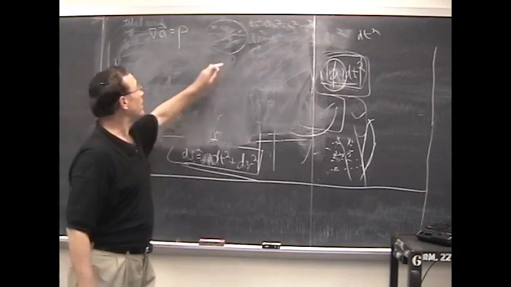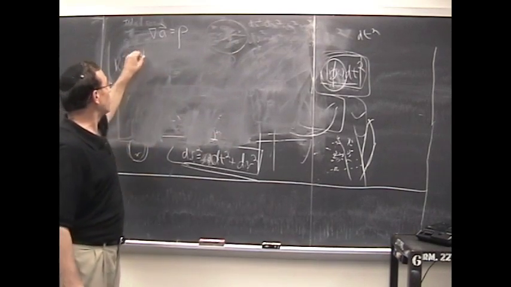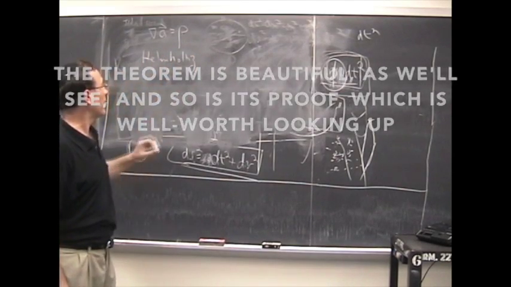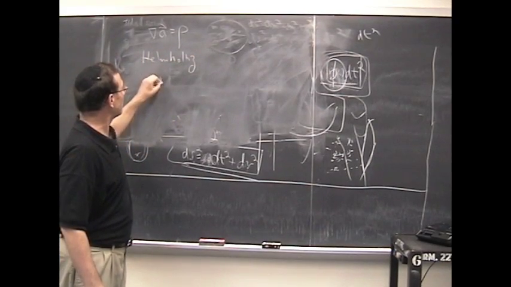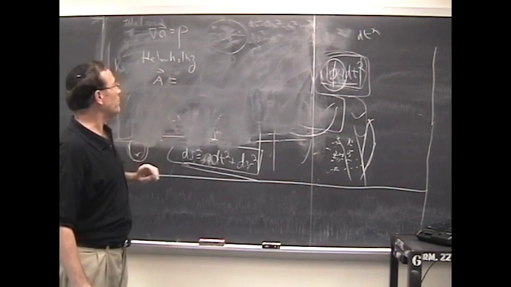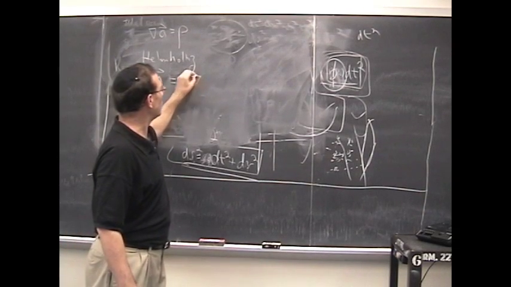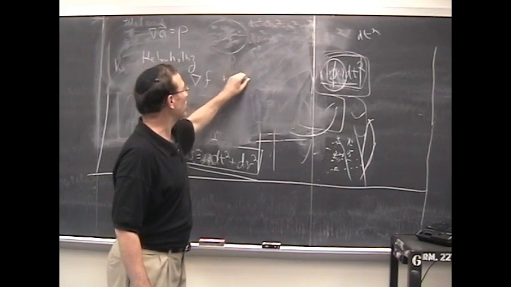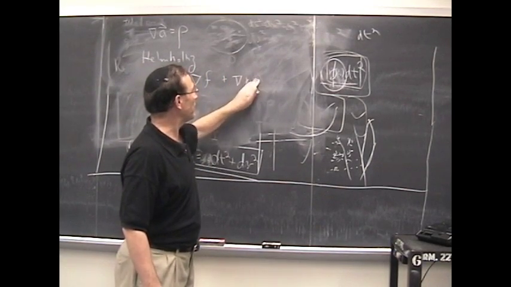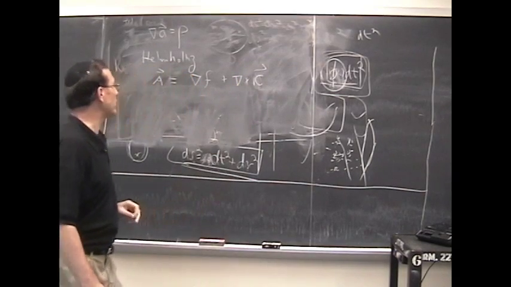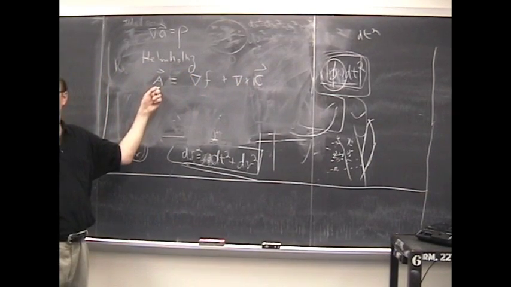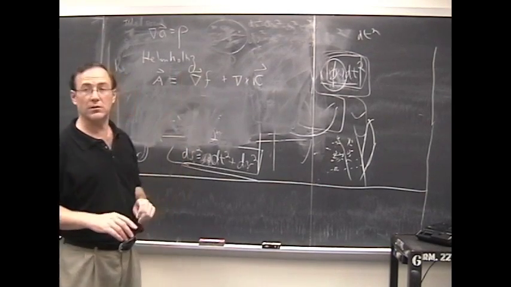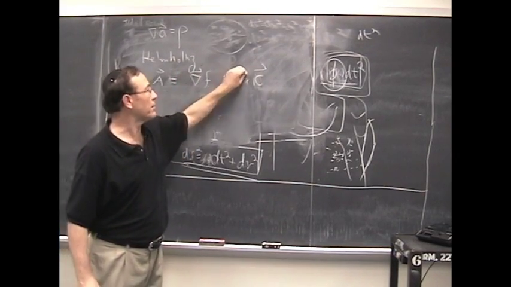Now, there is a theorem, Helmholtz's theorem. I'm not going to prove it here. You can see it in a quick book on vector calculus. It says that any vector can be decomposed into two pieces: the gradient of some function plus the curl of some vector. Take any vector. You can decompose it into two pieces. These are both vectors. This is a vector, and this is a vector.